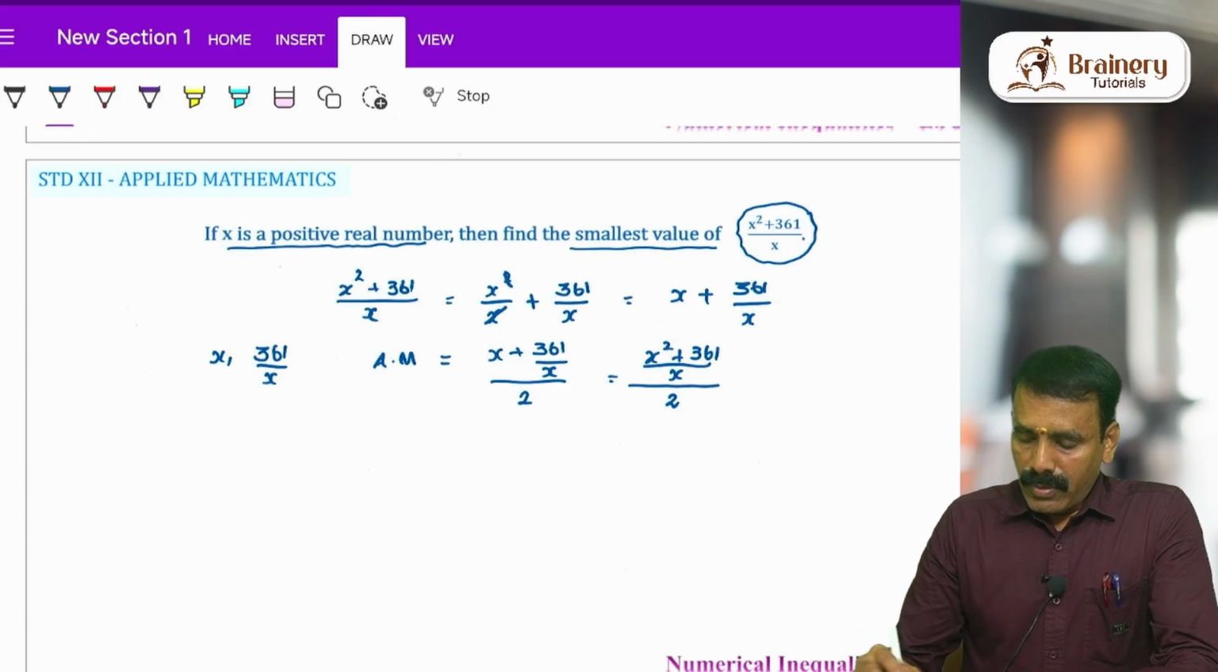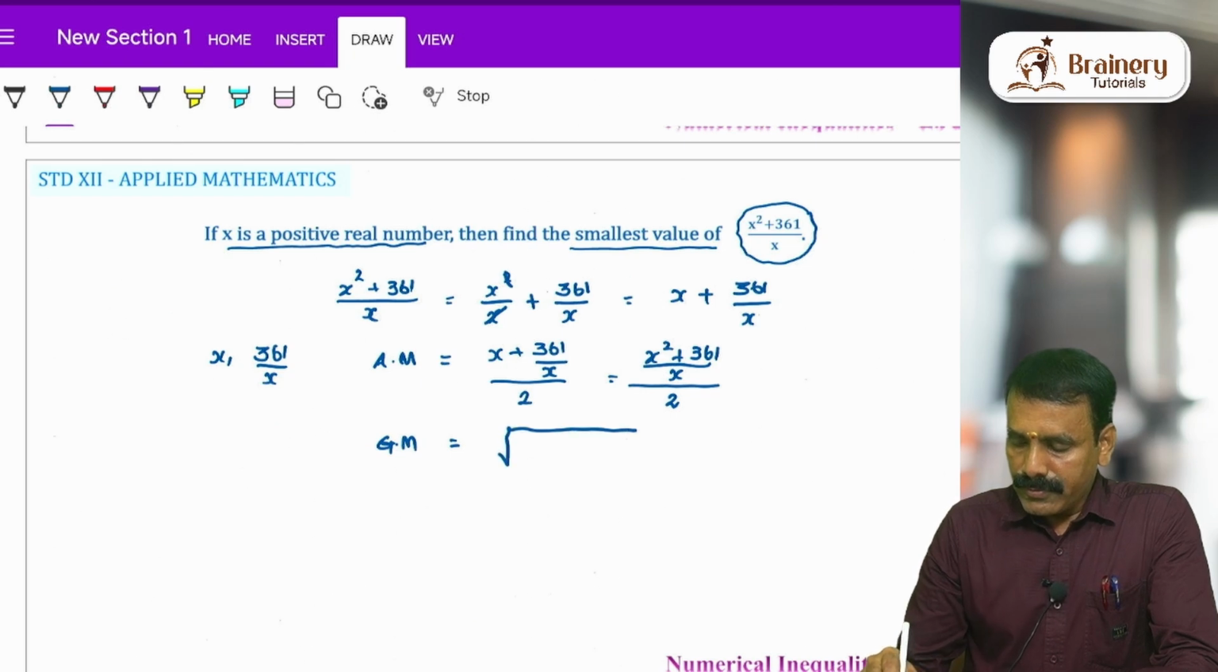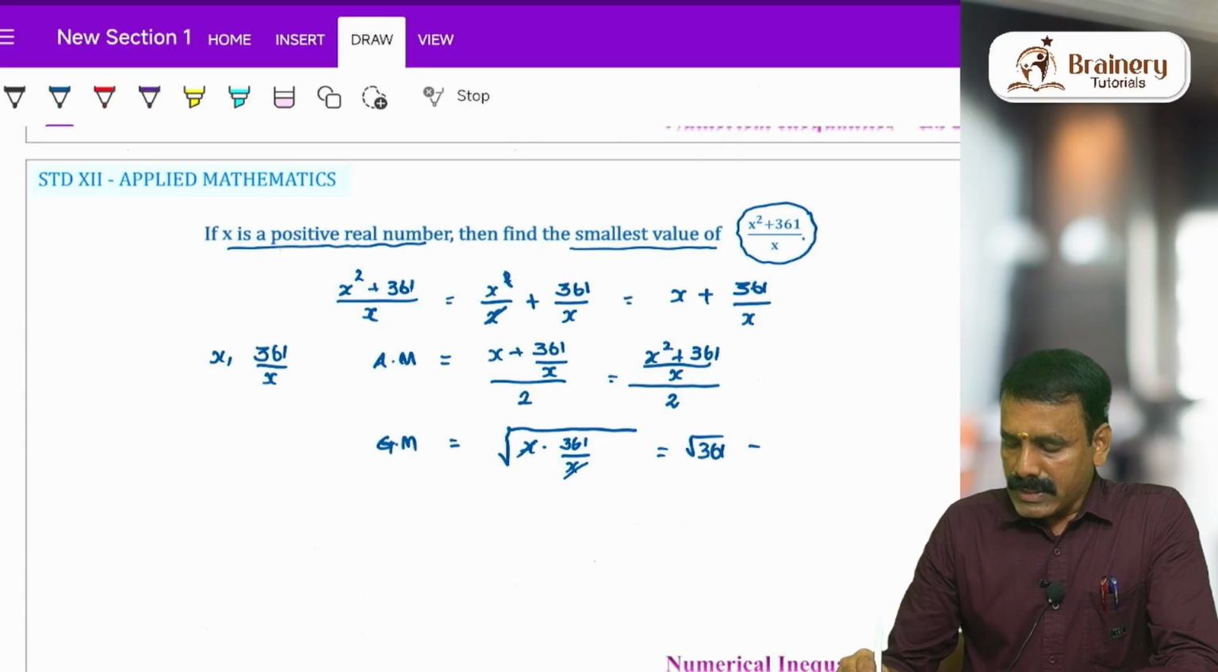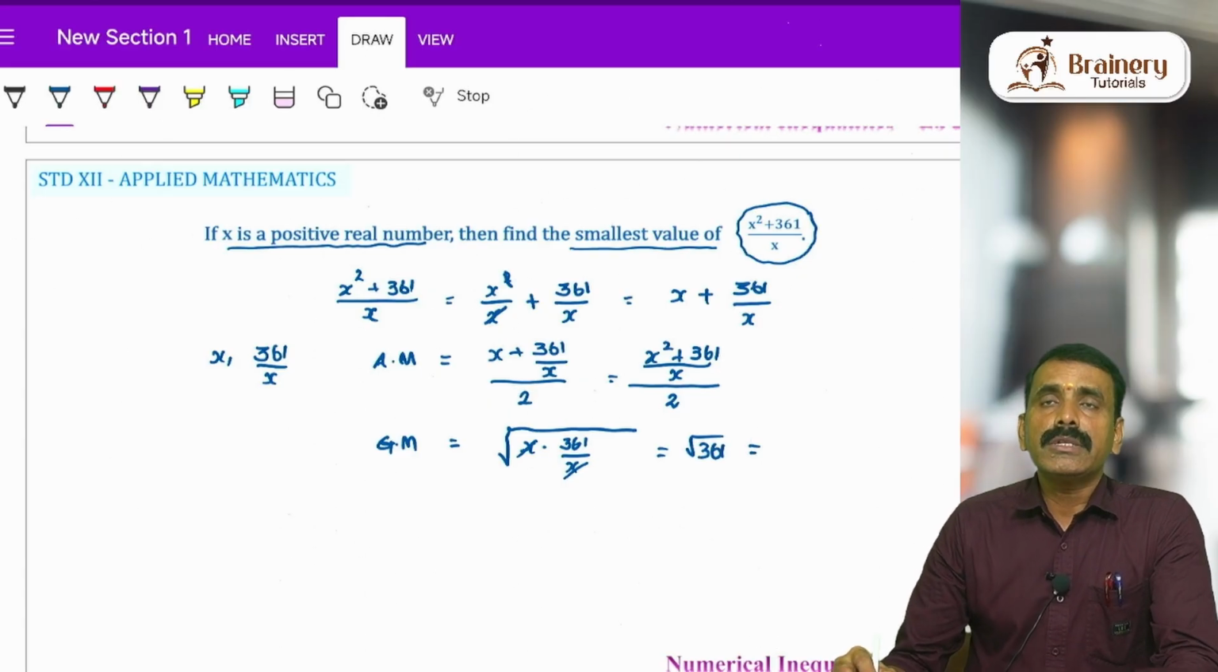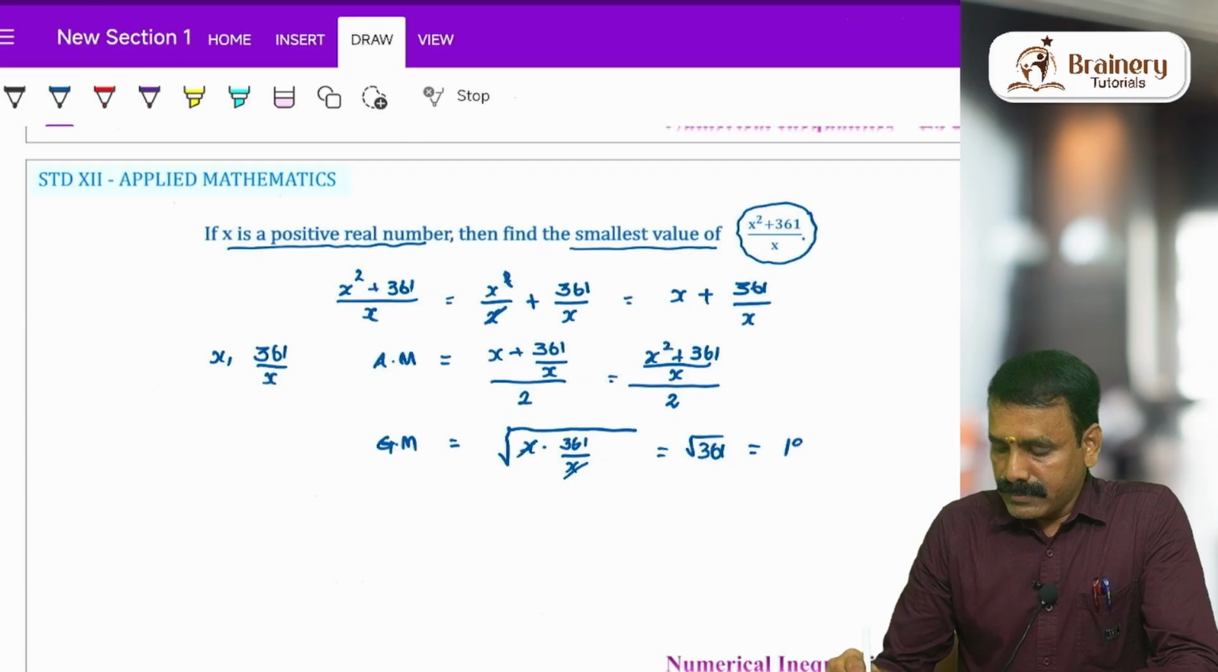What is the geometric mean for these two numbers? The geometric mean will be the square root of x into 361 divided by x. Now x and x will get cancelled. It is going to be simply root of 361, which is nothing but, when you take the square root of 361, it is going to be 19.